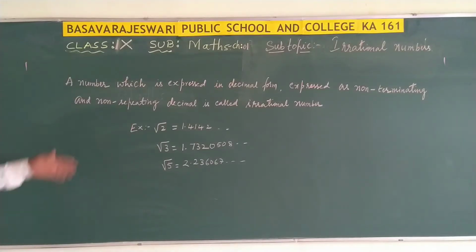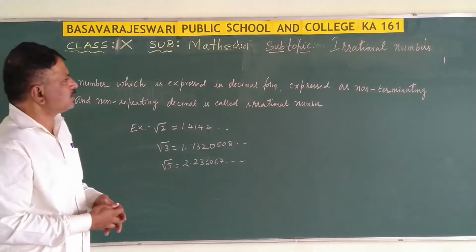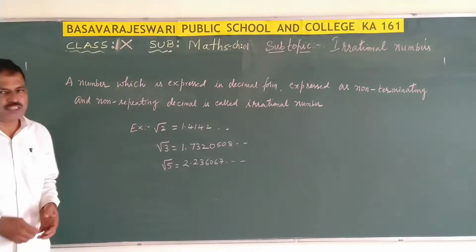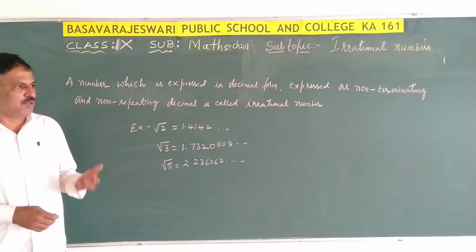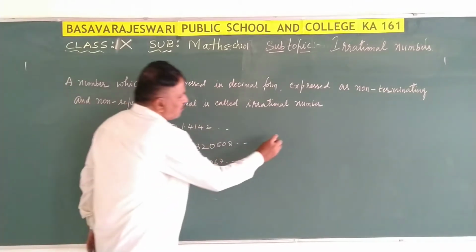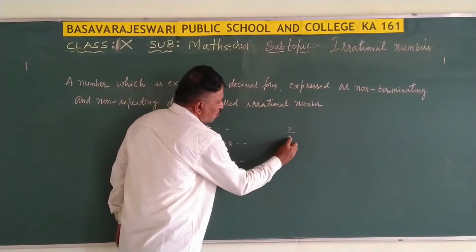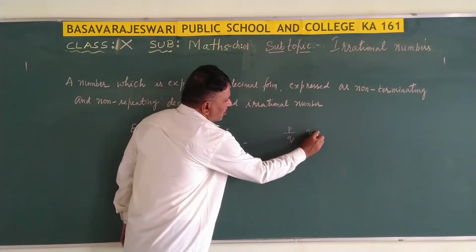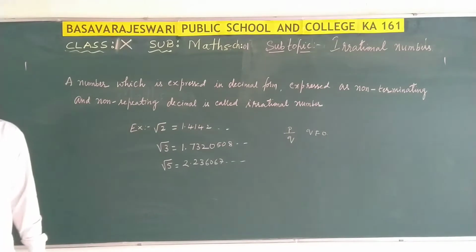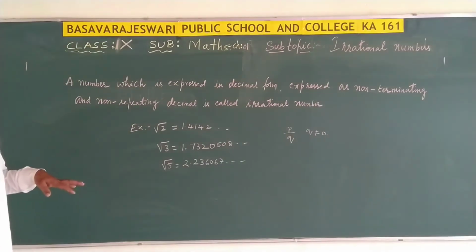Today we will discuss class 9 mathematics chapter 1 subtopic irrational numbers. In my last class we discussed rational numbers. We know that a rational number is one which is expressed in the form of p by q, where q is not equal to 0. And irrational number means what?